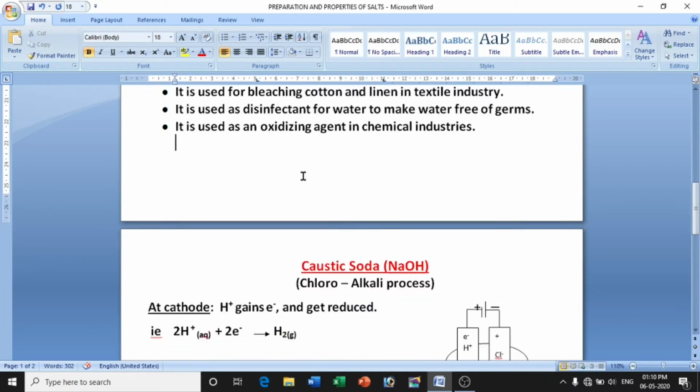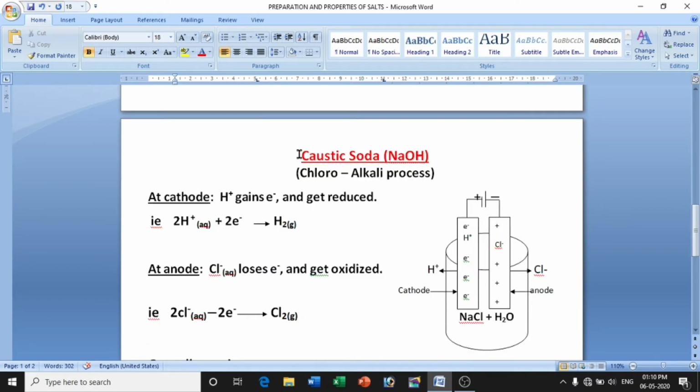So students, next we have one of the very important compounds, this is a base, sodium hydroxide or caustic soda. This process is also known as the chloralkali process. Why? Because in this reaction, chlor stands for chlorine, and alkali means a base that dissolves in water, right? That means chlorine and alkali will be formed in this reaction.